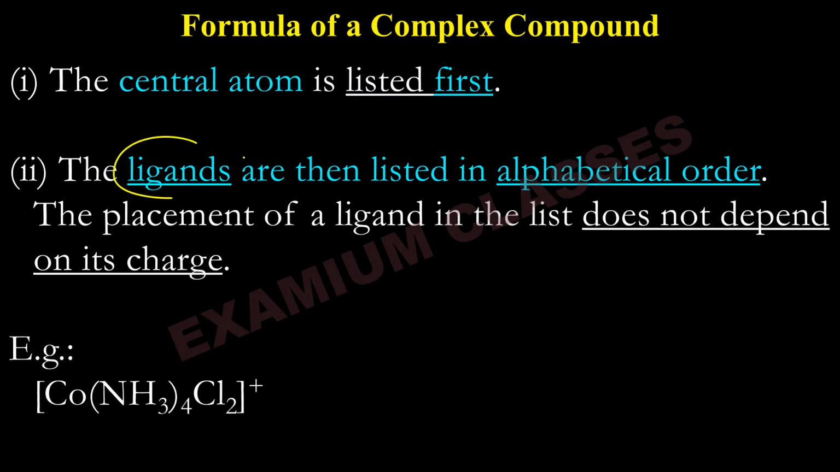The ligands are then listed in alphabetical order, and this is a huge confusion here. Now, do you see these written in alphabetical order? No, right? And that's what NCERT says. The point here is, it is actually by their name. Yes, by their name. So this is ammonia, this is chloride. So A and C. That's how you will have to do it.